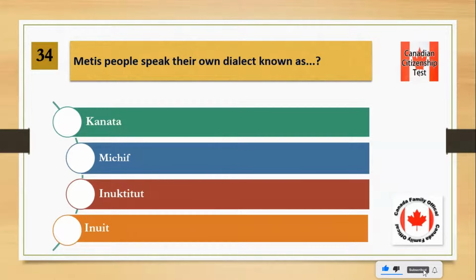Métis people speak their own dialect known as number 1, Kannada. Number 2, Michif. Number 3, Inuktitut. Number 4, Inuit. And the answer is Michif.